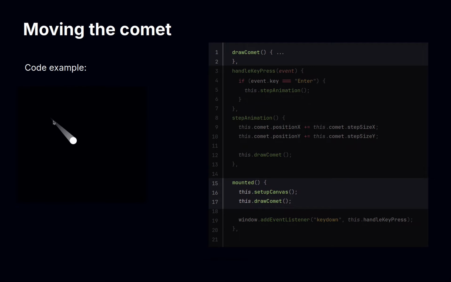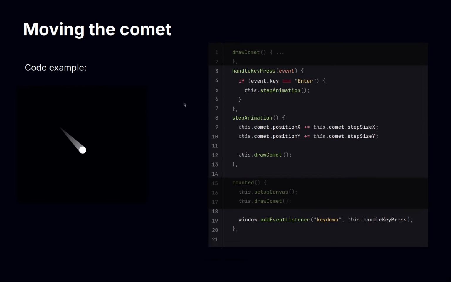But we are going to also add the ability to move the comet just by pressing on the Enter key. Okay, so here inside the mounted hook, you can see that we are adding an event listener. Here that event is keydown, whenever I press down on a key on the keyboard. That is mapped to this function, so whenever I press on something, this function will be called.